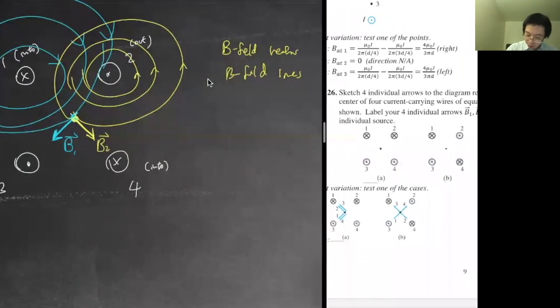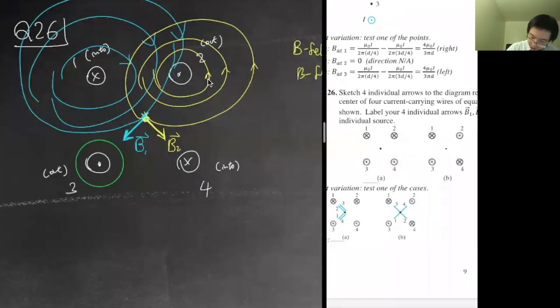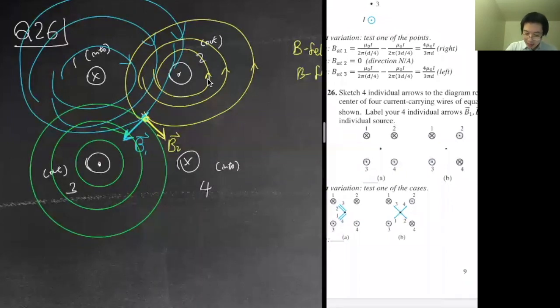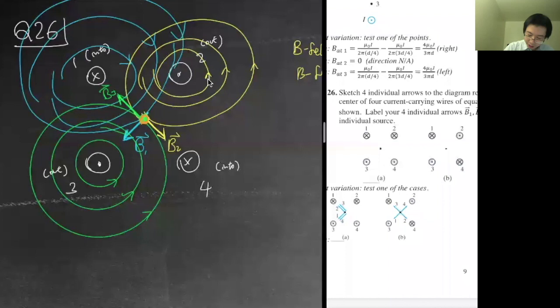Let's use green for 3. So we'll get field lines like this, and the direction of this is out, so it's going this way. So at this point, it's going to point this way. That's B3, I think you get the idea. And the last one, with the orange, I'm not going to draw all the circles, but this is going into, so it should be pointing this way. And if they are the same magnetic field strength, they will all cancel.